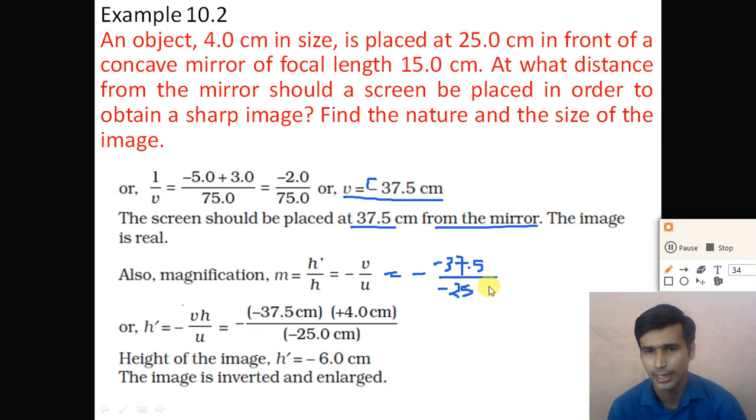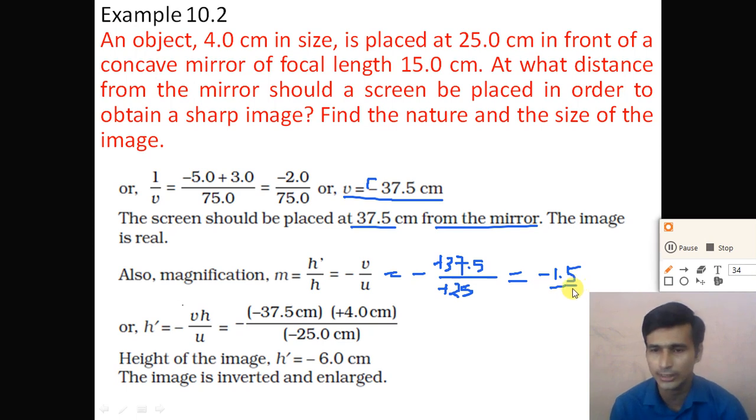centimeter. So minus minus cut down, but one minus is left here. If we divide this, we get the magnification as minus 1.5. So here the magnification is negative, which means a real and inverted image is formed. And the magnification is greater than 1, 1.5 is greater than 1. So the image is larger than the object.